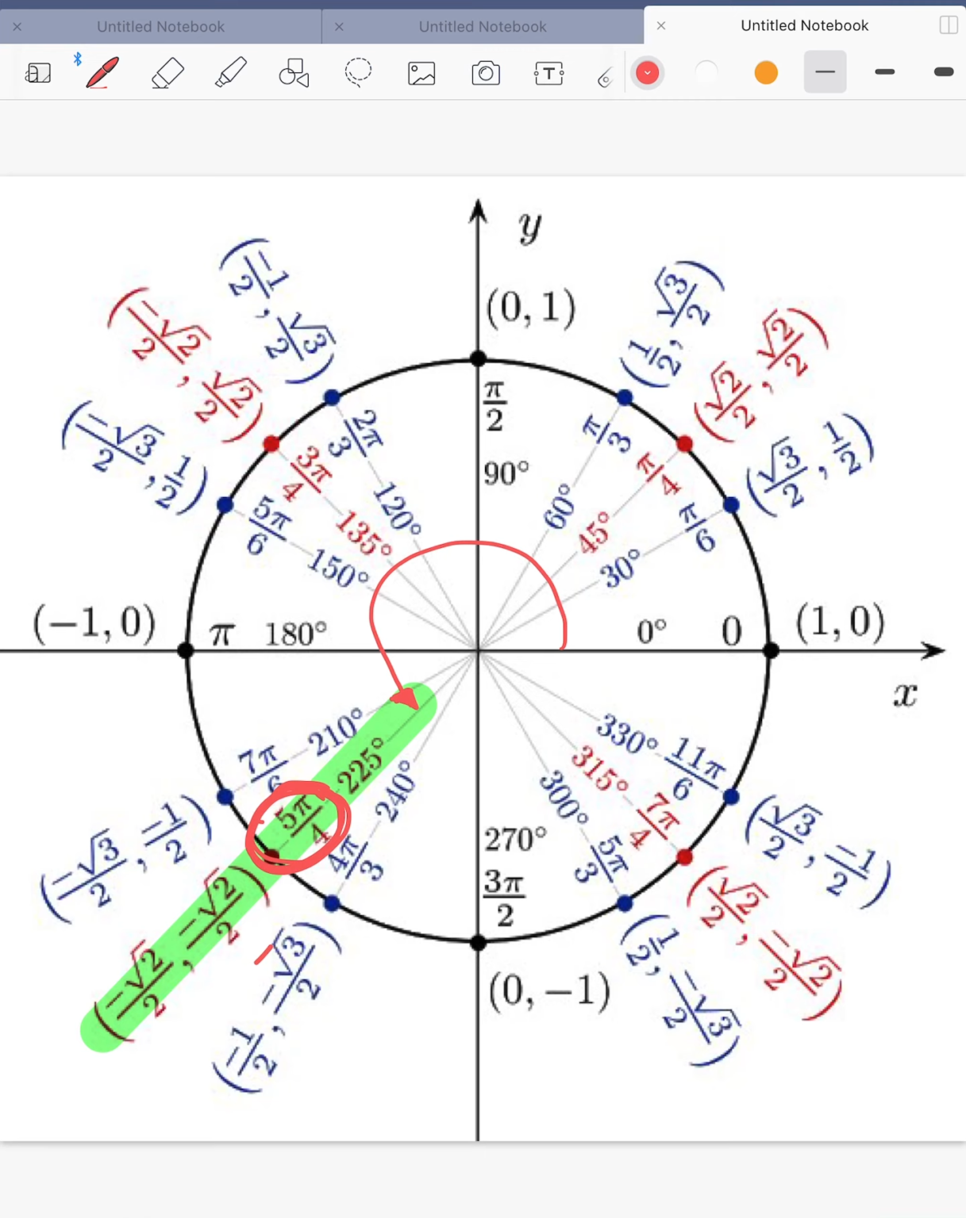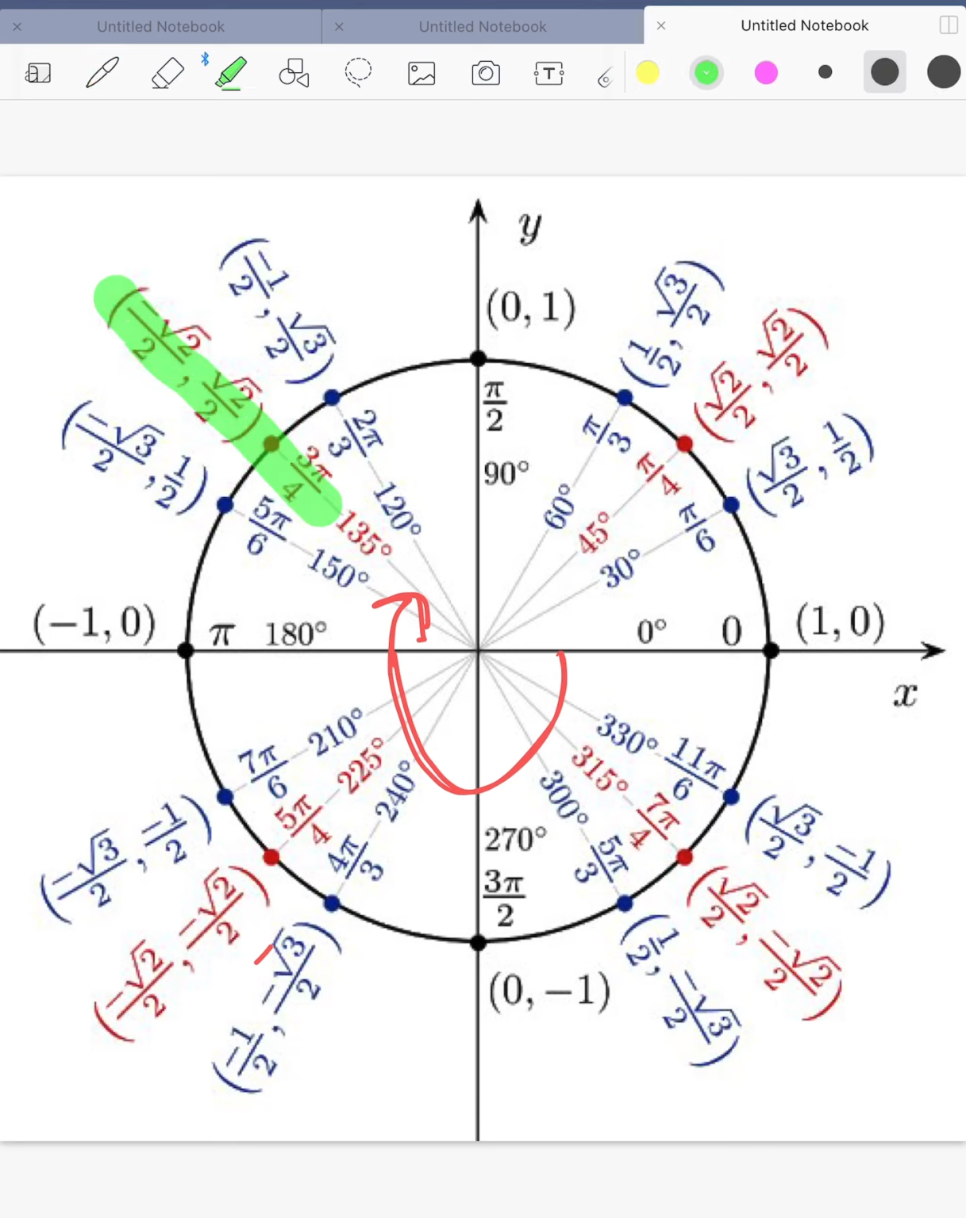So instead of going counterclockwise, half of a circle and 2 more, because it is asking us for -5 pi over 4, I am going clockwise, half of a circle and then 2 more. So negative 5 pi over 4 is the same thing as the angle 135 or 3 pi over 4. This is negative half of a circle and then 2 more, so this is the same thing as negative 5 pi over 4.